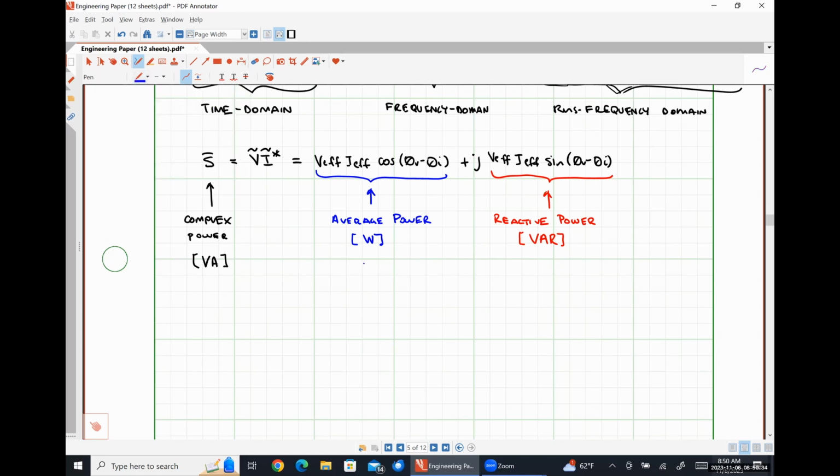Average power is typically given the symbol capital P. We might also include subscript AVG. We may not, just depends on how squirrely I'm feeling that particular day. And the reactive power is given a symbol Q. So we can express our complex power as simply P plus jQ.